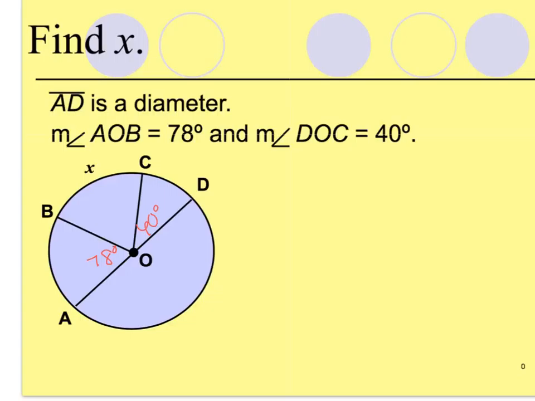So in order to find x, we need to find its central angle because they have equal values. And we are told that we have a diameter here, so that's AOD. And it's a line, and we know that adjacent angles on a line is equal to 180 degrees. So if I find the sum of 78 and 60 and subtract that from 180, I get a difference of 42 degrees. And as a result, I end up with the measure of my arc BC, which is x, is 42 degrees.